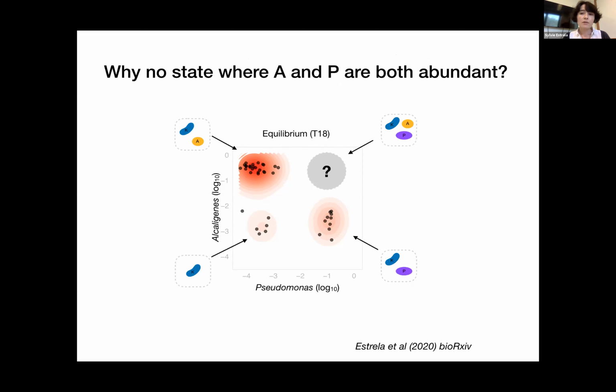And so then we go back to the same question. Why don't we observe a state where both A and P are abundant? The second hypothesis is that A and P may mutually outcompete each other in a density-dependent manner, which can then give rise to multi-stability.